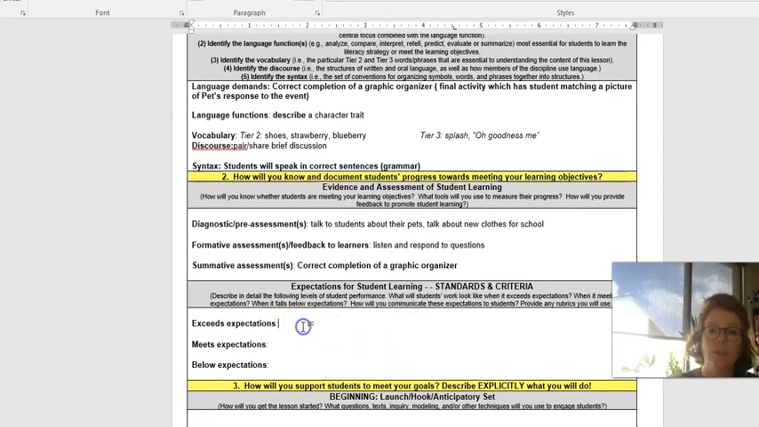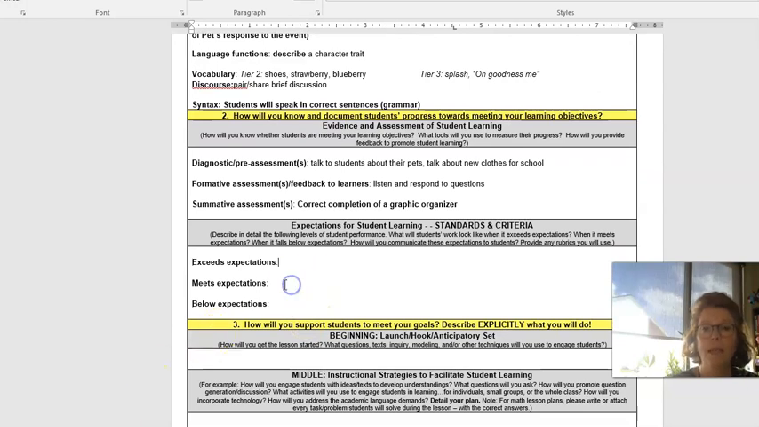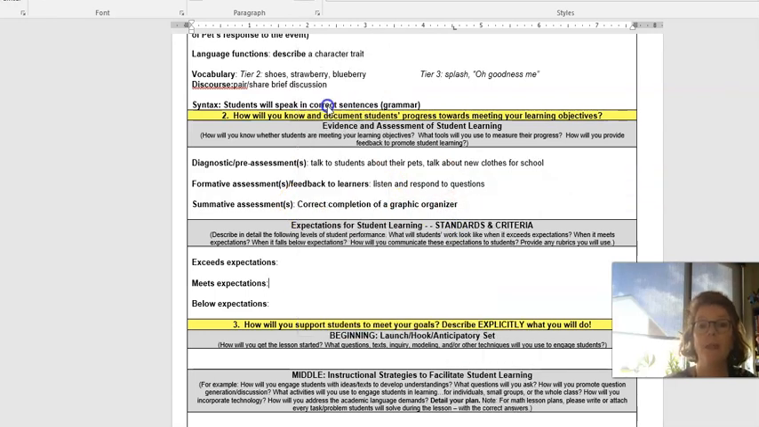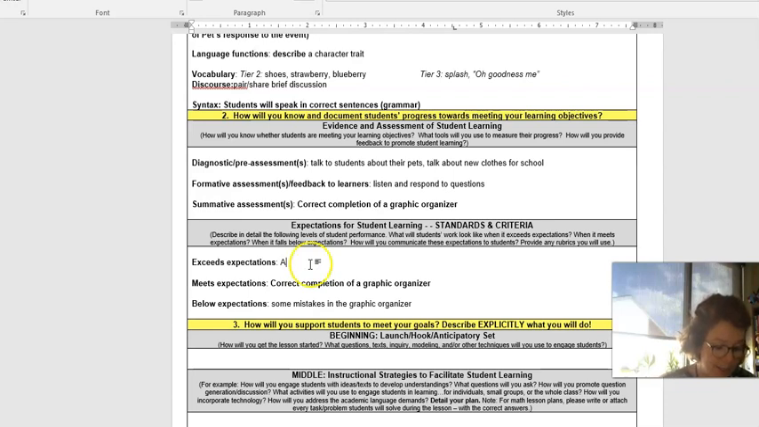Okay, expectations for students, learners. If they meet the expectation, we know that they have correct completion of the graphic organizer. That's what they've done. They've done their job. If they're below, they're going to have some mistakes in the graphic organizer. And, oops, sorry. That's why you should always take typing. If they exceed, if they're better, then maybe they've added additional pictures or words to the graphic organizer. Okay, so they've done a little bit more.